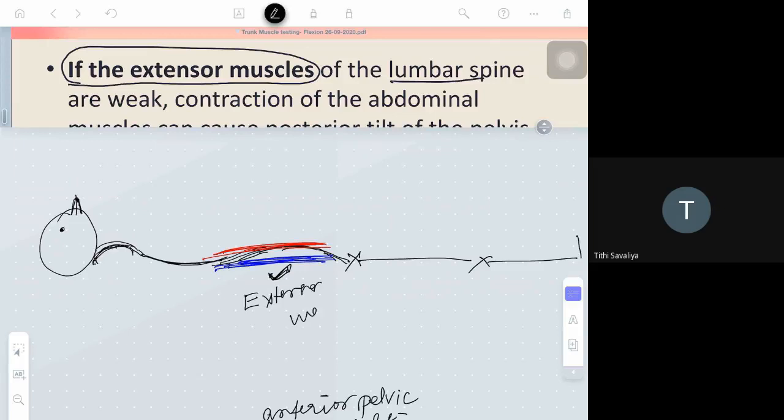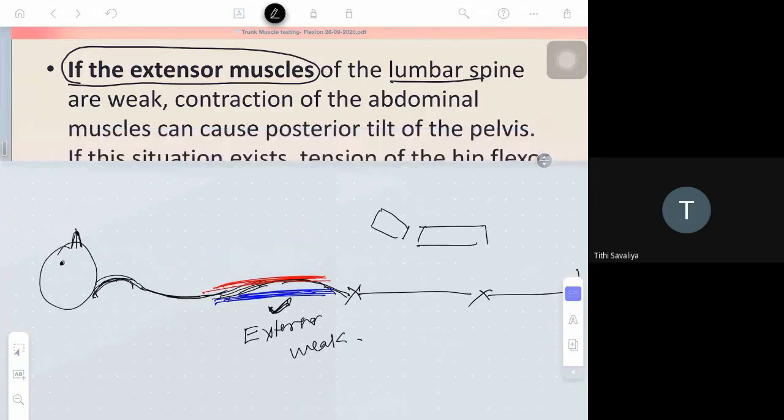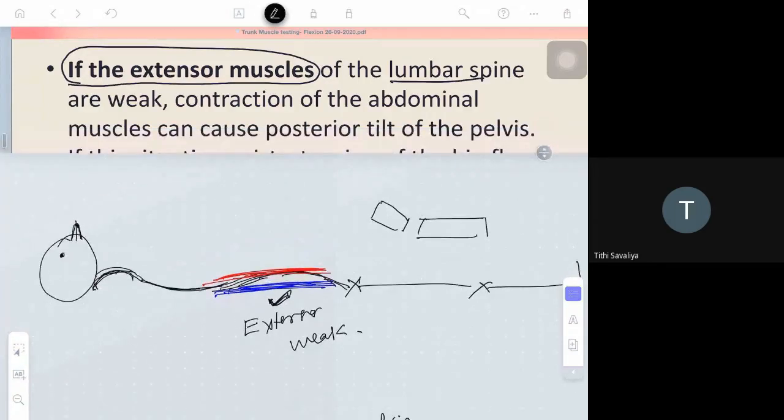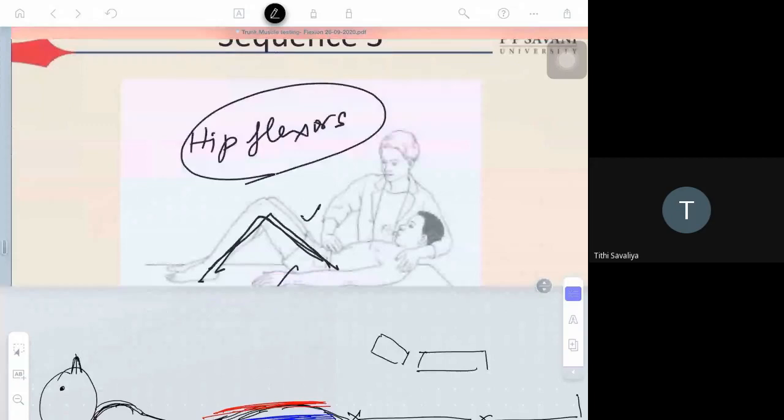If the extensor muscles are weak, then the abdominal muscles will overact, and what will it do? This is the pelvis. The muscle is taking... what is the origin of rectus femoris? Attachment of rectus abdominis. In the first slide we discussed. So this is the diagram.